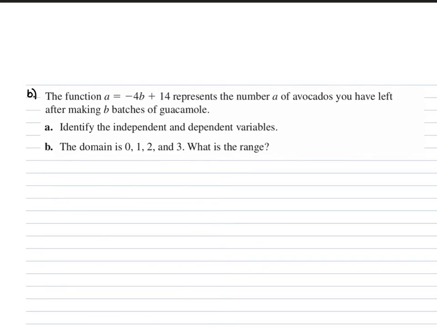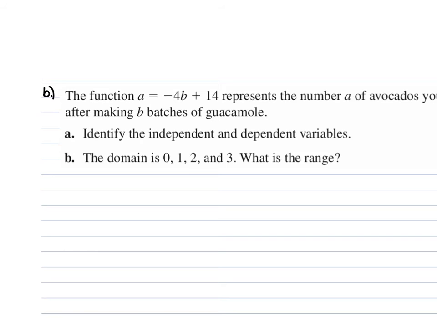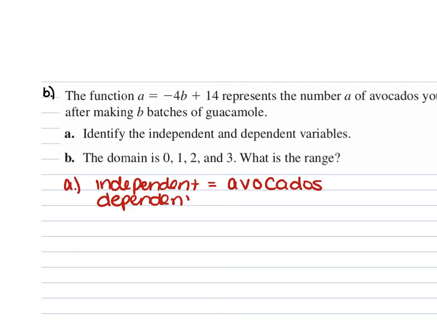For our next example, we have A is equal to negative 4B plus 14, which represents the number A of avocados you have left after making B batches of guacamole. Part A says to identify the independent and dependent variables. So A says independent are the numbers of avocados. Your dependent is the batches of guacamole.